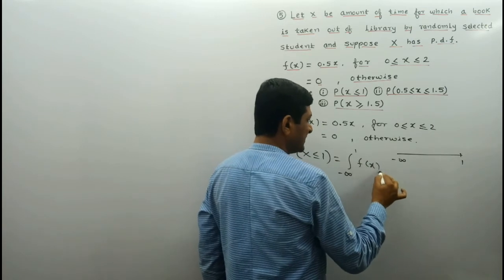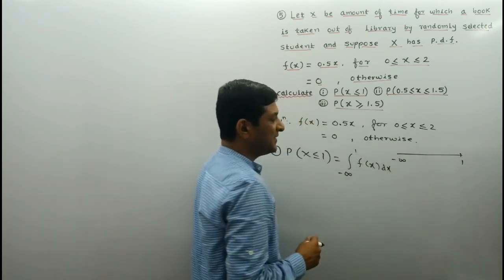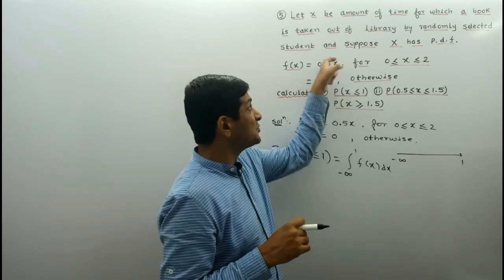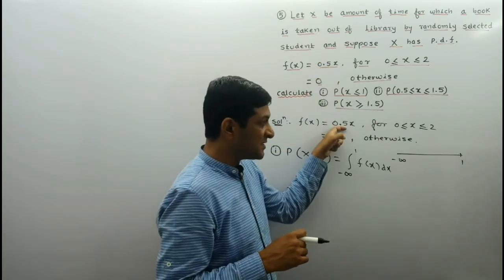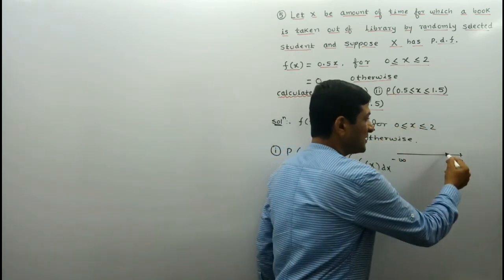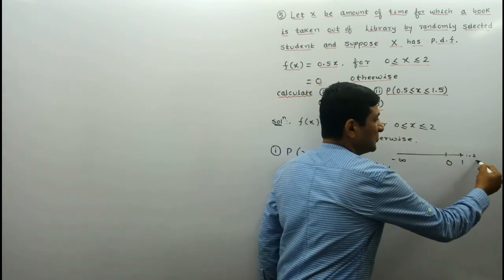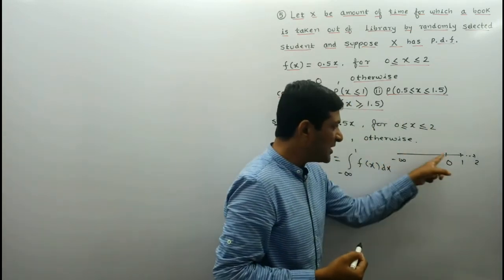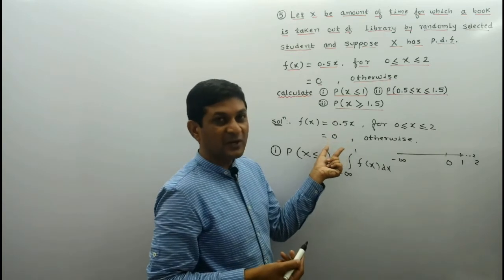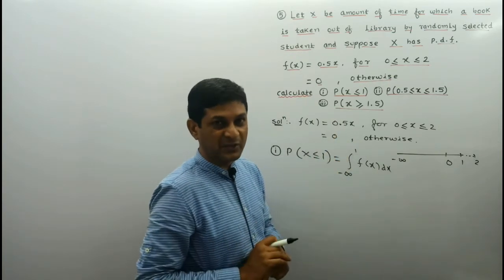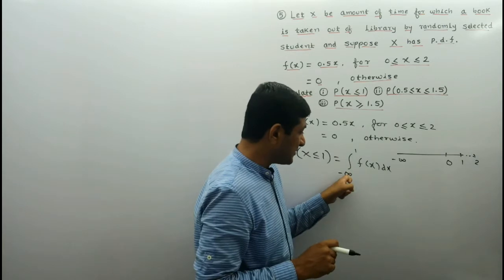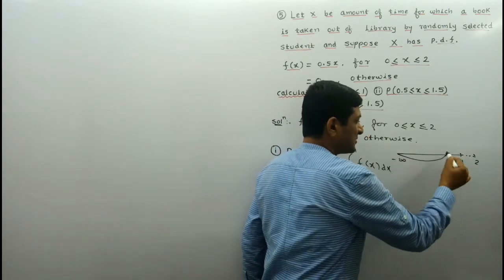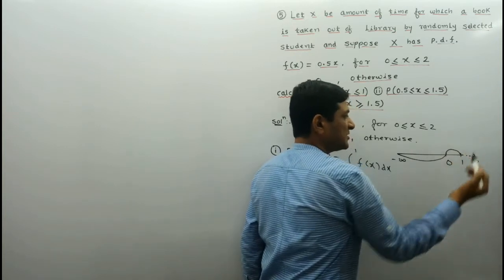F of X dx. Now minus infinity to 1, in between this interval, the value of f of X varies, because two values of f of X are given to us. This is the value if X is in between 0 to 2. At that time we have to use this value of f of X, and in the remaining part we have to use this value, means 0. The value of f of X is equal to 0. That's why we are splitting this interval minus infinity to 1 in two parts. First part is minus infinity to 0, and second part is 0 to 1.